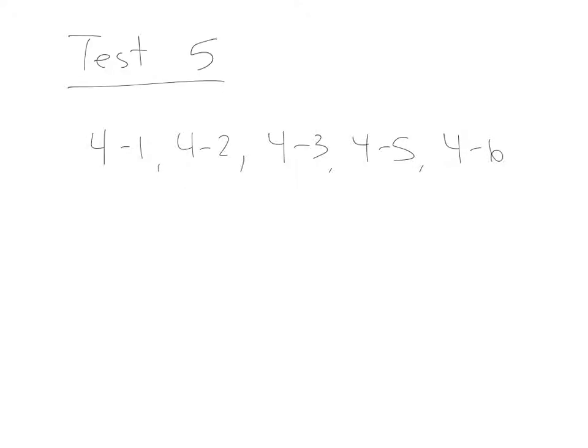So this is test number 5. You have only sections 4.1, 4.2, 4.3, 4.5, and 4.6. 4.1 and 4.2 we did together as one main section. 4.4 we didn't even include, but we did include stuff from 4.4 in 4.5. If you remember, 4.4 was about greatest common factor, least common multiple, those terms.